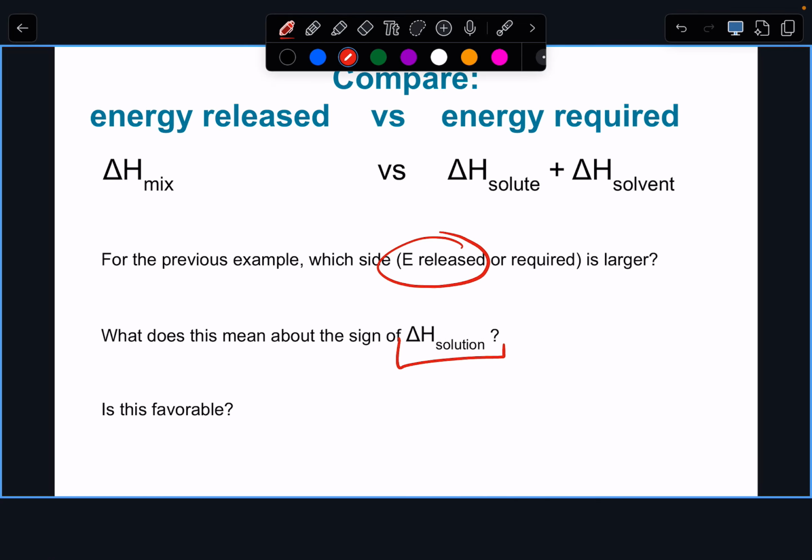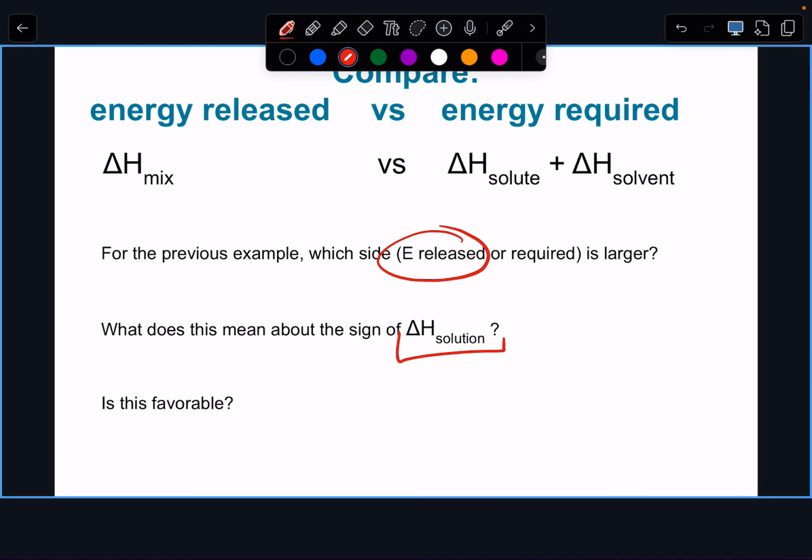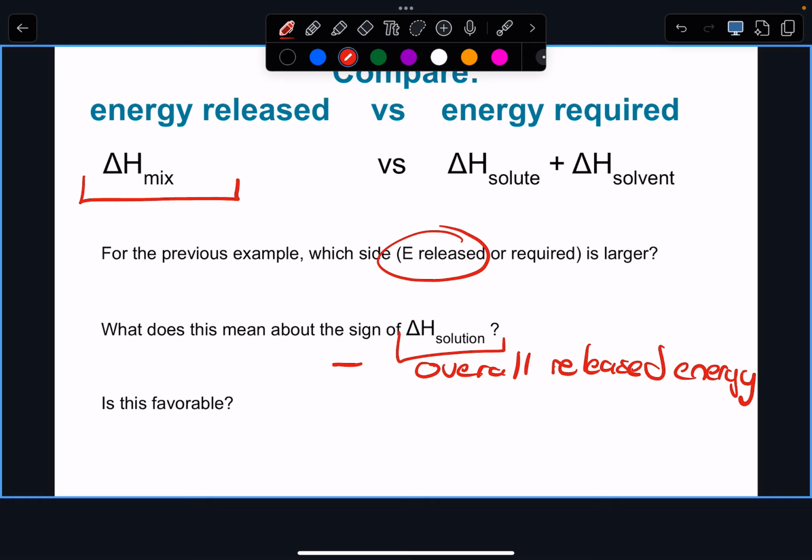Okay, so what does this mean about the sign? We just gave it fake numbers, but if the energy that's being released is more than the energy that's required for those two steps, it's going to be negative. There's going to be an overall release in energy. Let me just reiterate this. We're saying this one is bigger than these two together.